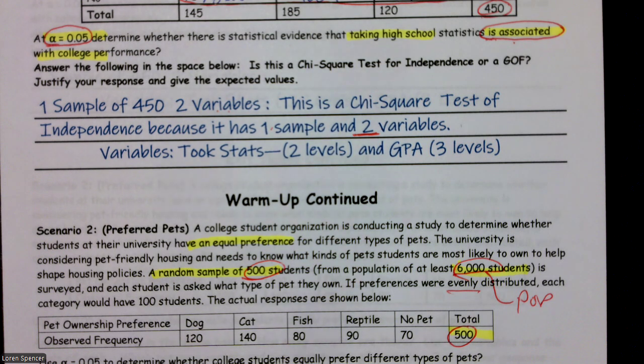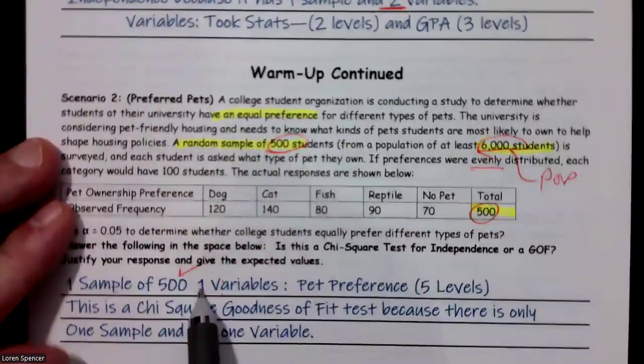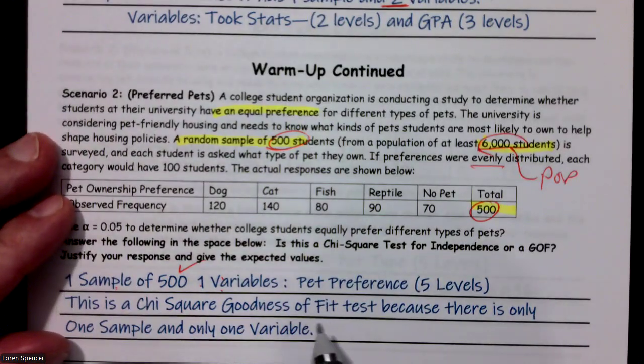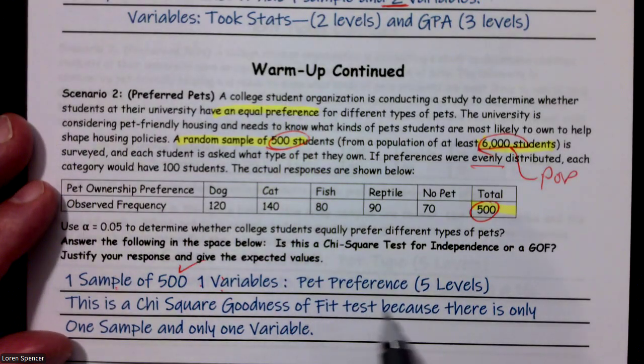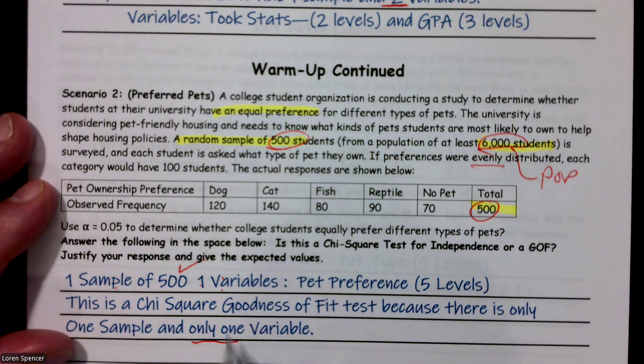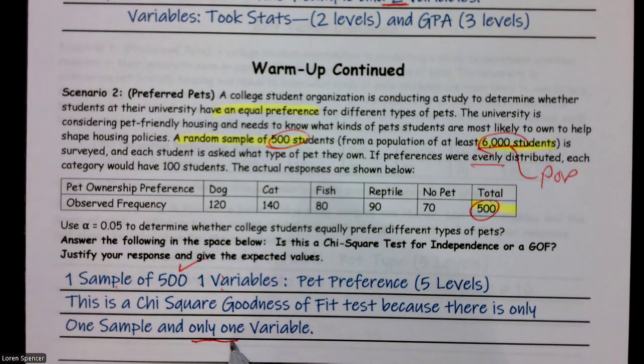Well, to know that, I need to know how many samples there are and how many variables there are. In this case, I have one sample of 500, and I have one variable. One sample, one variable. This can only be a chi-square goodness of fit because there's only one sample and only one variable. If this had been two, it would have been a test of independence. But since it's only one, it's a goodness of fit.